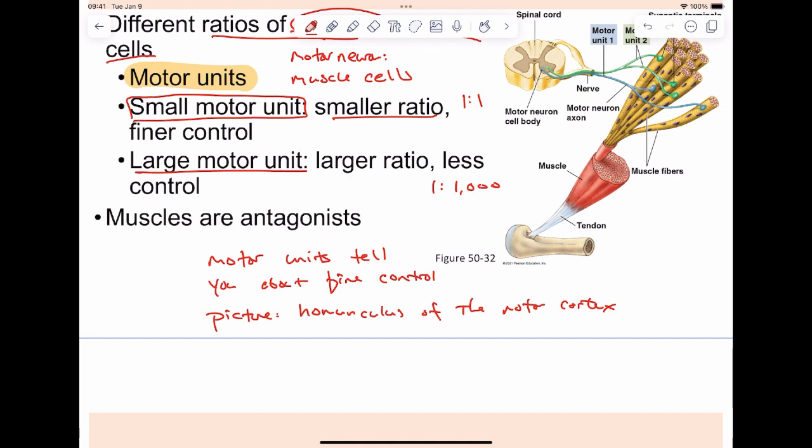The other thing that's useful for you actually having decent control is also having control of muscles as pairs. All muscles work in pairs. We call these pairs antagonists. Meaning, if I have one muscle that's going to pull, I need to have one muscle that will push. They need to go in opposites.